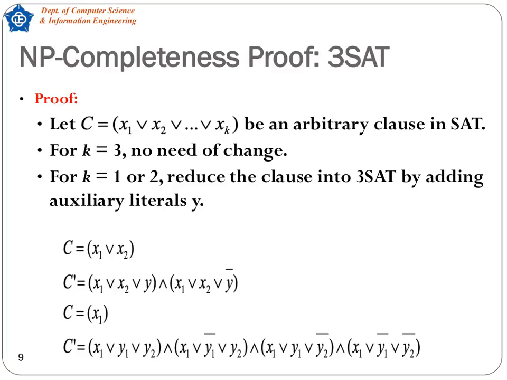In each scenario, we add only a constant number of new variables and clauses. That keeps our reduction running in polynomial time and preserves satisfiability. Hence, any SAT formula can be turned into a 3SAT formula, completing the proof that 3SAT is NP-complete.